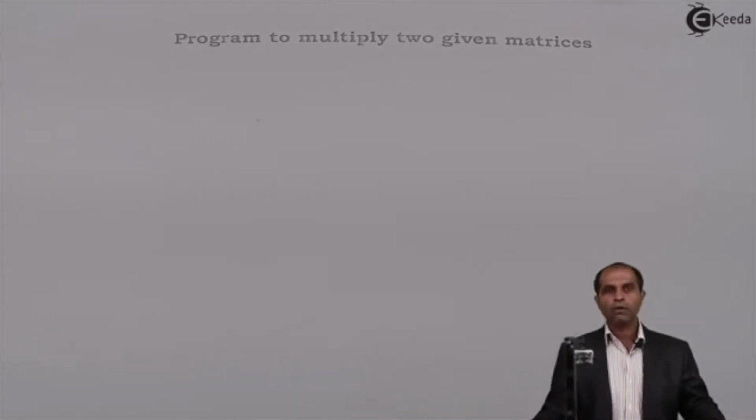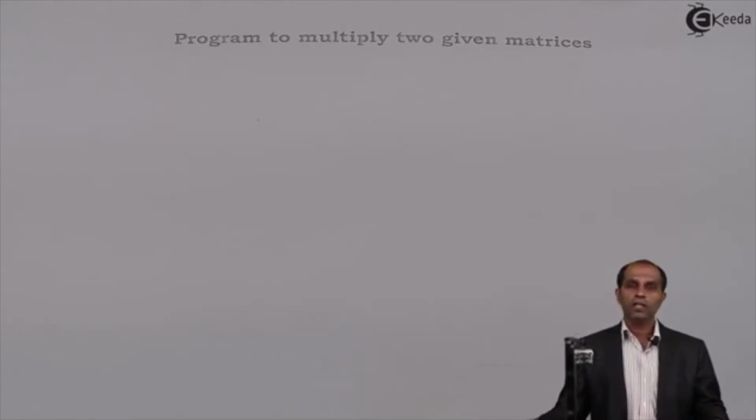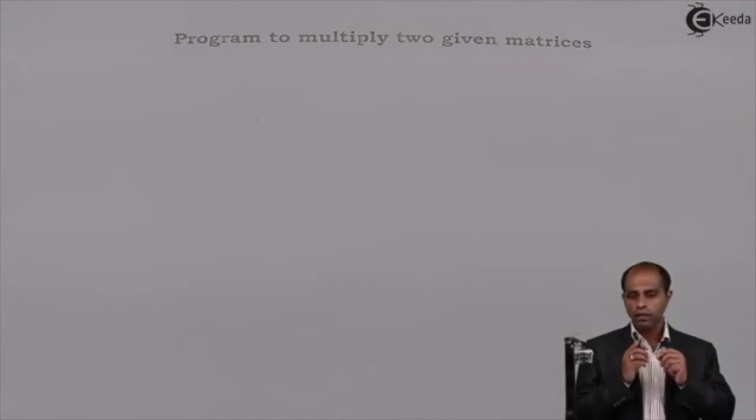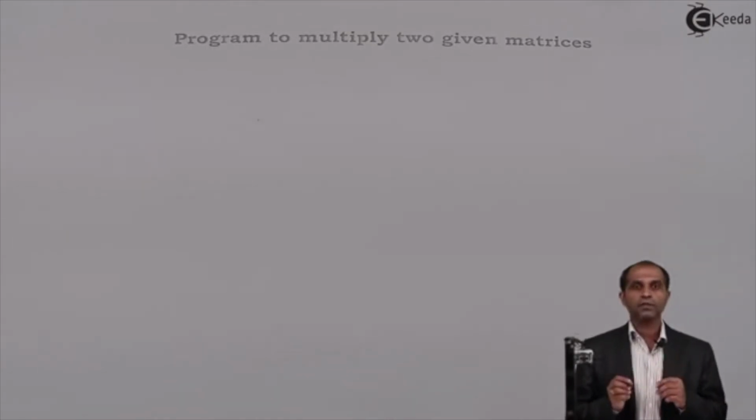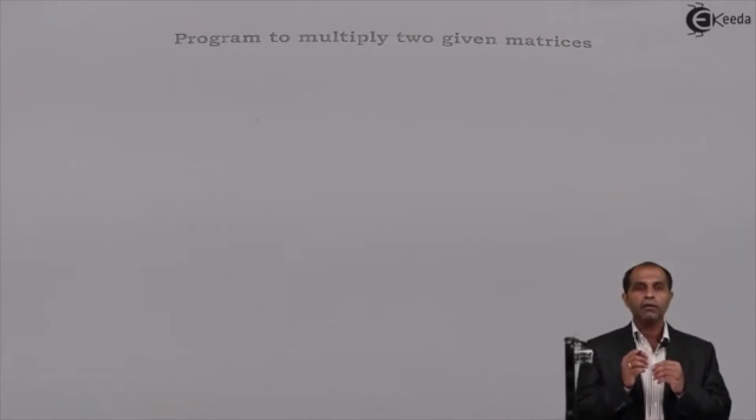One important program on a two-dimensional array: a program to multiply two matrices. A very important program from the examination point of view, and even logically, this program needs some additional contents to be discussed. Make sure that whatever index matrix I'm going to draw and explain, you rewrite that index matrix and work on your own.